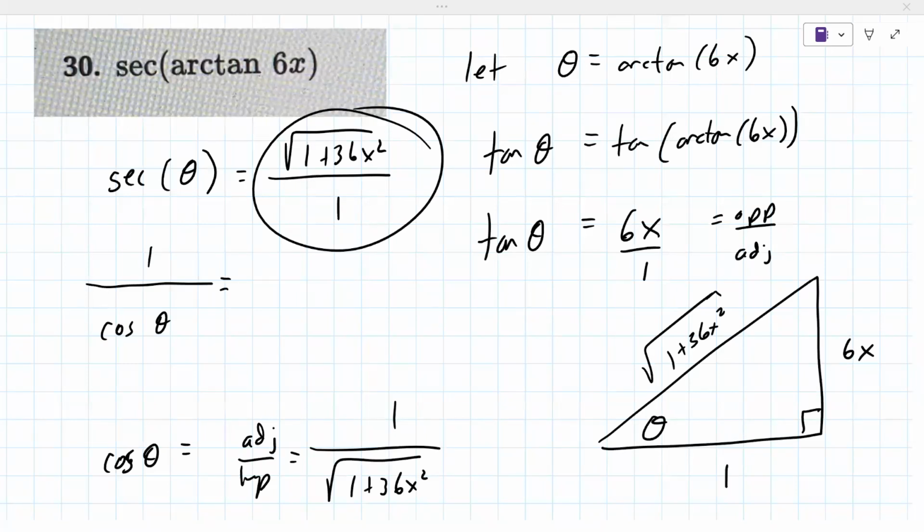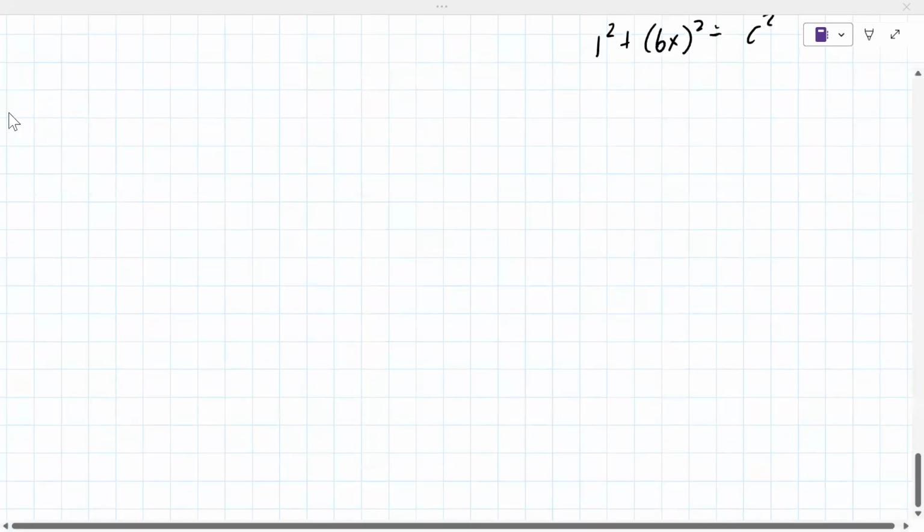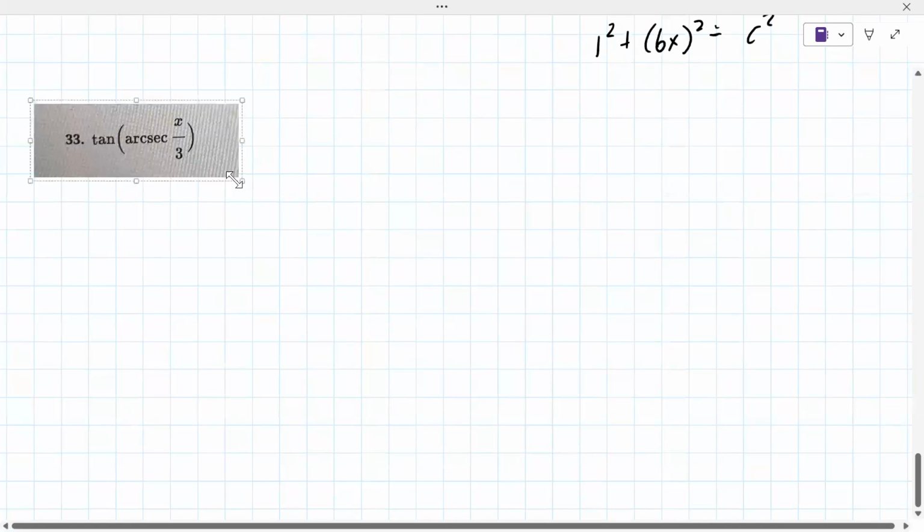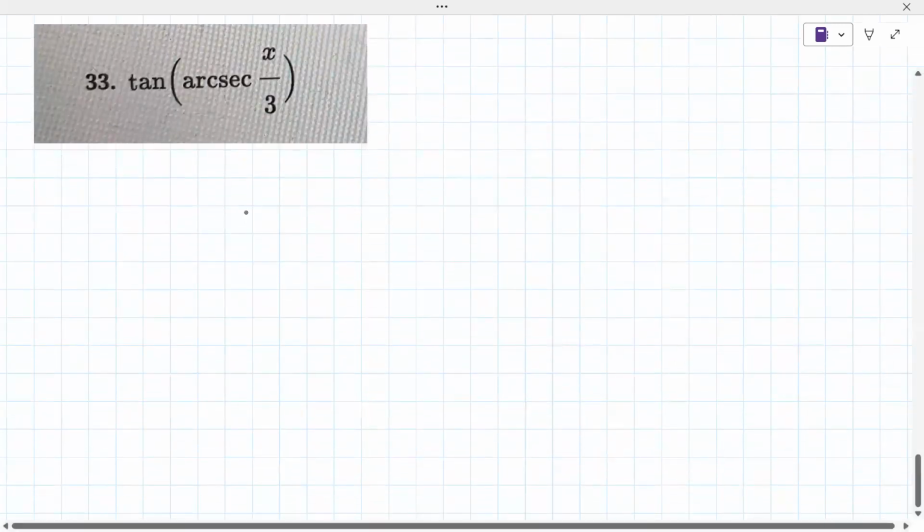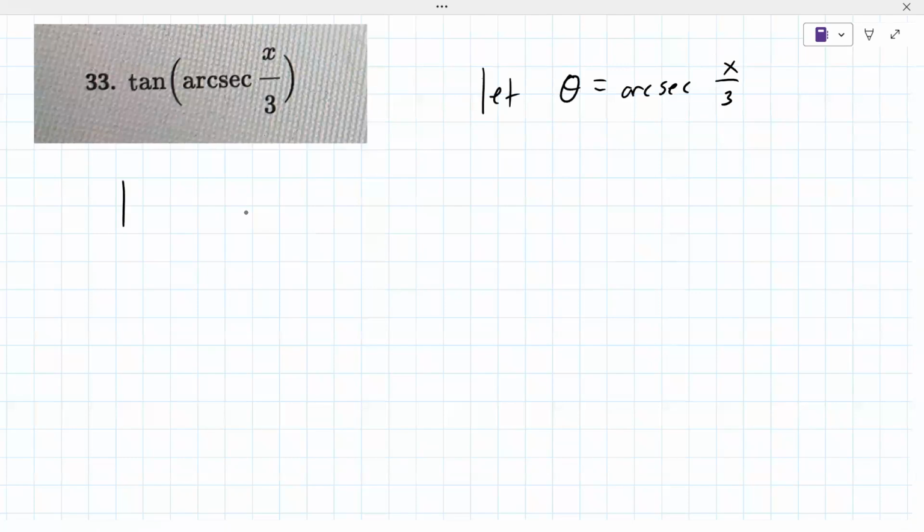Yeah, so we should do a couple more of these. The challenge is getting the triangle and then remembering all your trig stuff. So let's actually do 33 here. Again, you always start with a substitution. You say, okay, let theta equal arc secant of x over 3. So you're really finding the tangent of theta when you're all done.